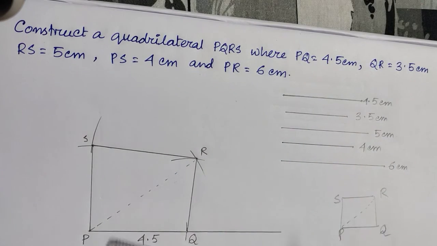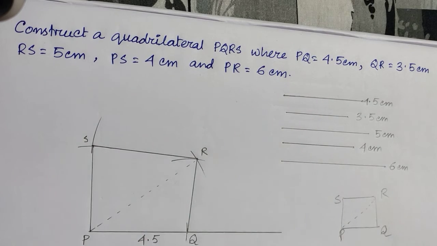So students, keep it in mind that your diagram should be neat and clean. So we have constructed the quadrilateral PQRS, and PR is the one diagonal given here.